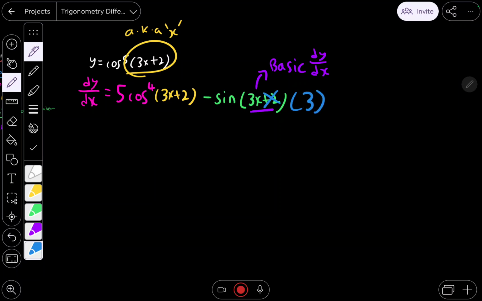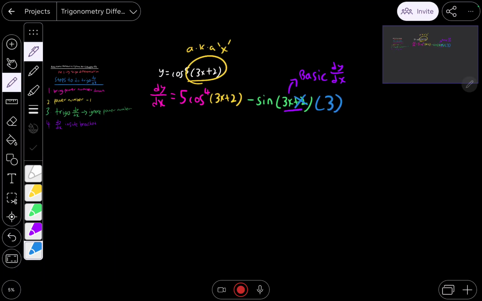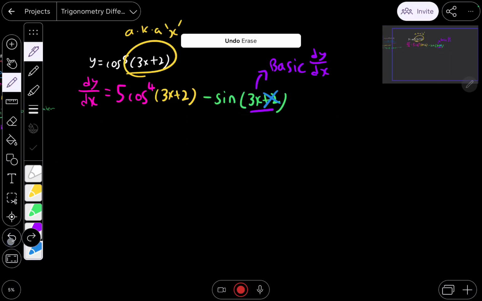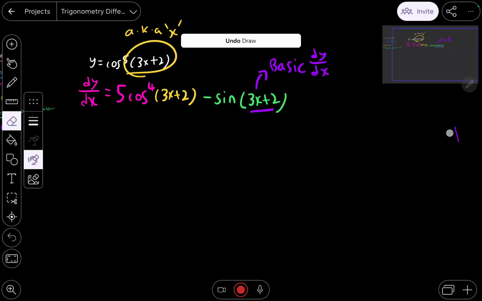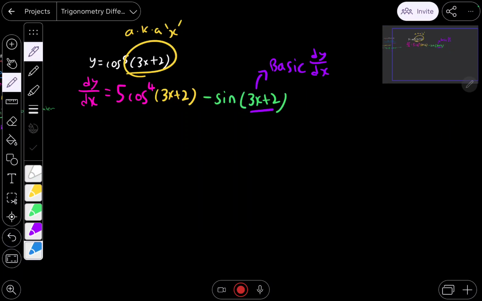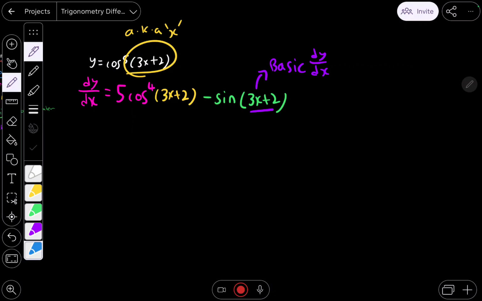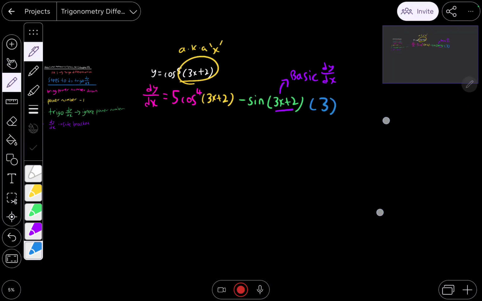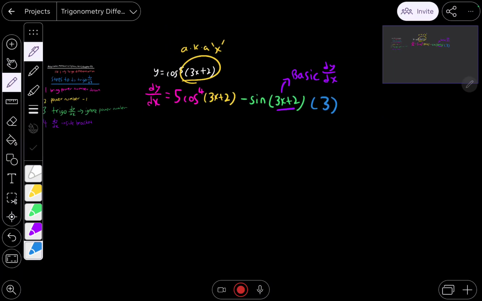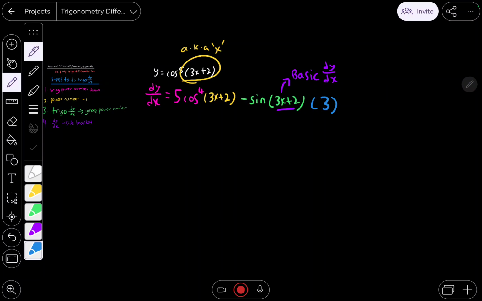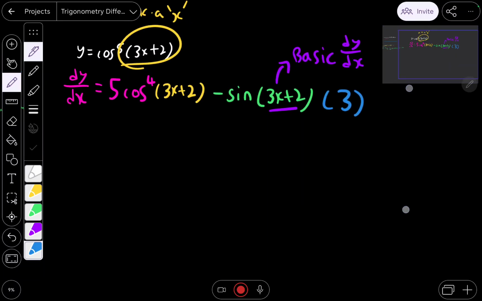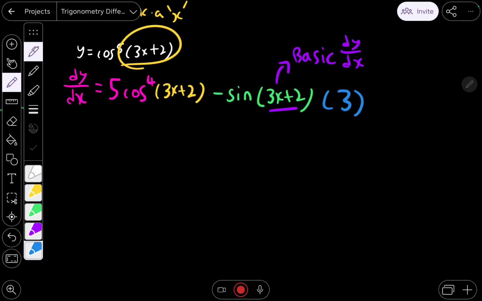So when you ignore the constant, yeah? So now, sorry, let me erase the cross first. So yeah, just ignore constants. So this one, you ignore, and then you just write 3 here, okay? So you see, 5 cosine 4 bracket 3x plus 2 minus sine bracket 3x plus 2 bracket 3, alright? So first, I will simplify the numbers first, alright?